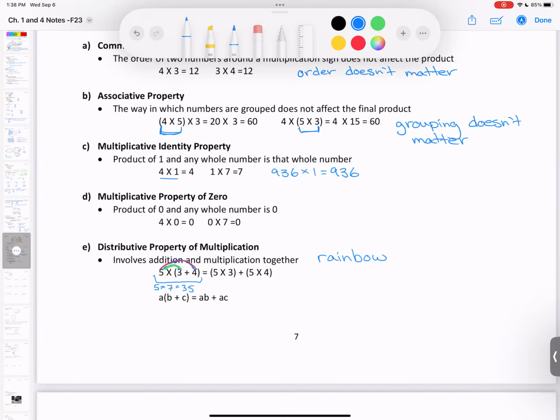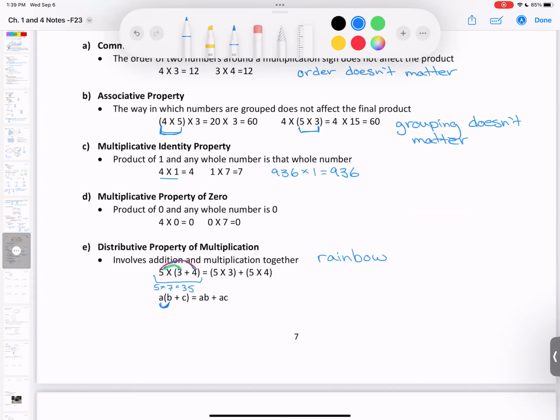Okay, same thing down here. We're dealing with letters now. We've got A multiplied by B plus C. We can multiply A times B. And then that's going to give us A times B, AB. This is just in general, so you can think of A and B as any numbers.